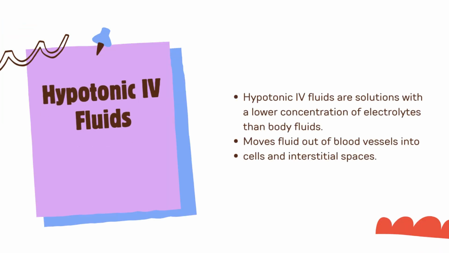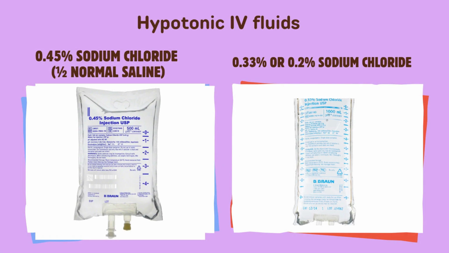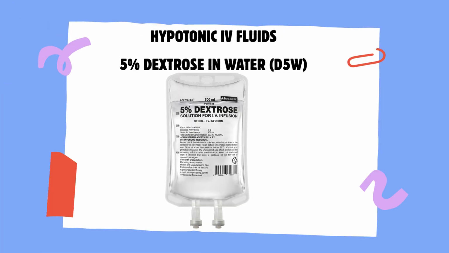Hypotonic IV fluids have a lower osmolarity than the blood plasma, meaning they have less solute and more water. When infused, they shift water into the cell, helping to rehydrate them. Examples of hypotonic IV fluids are 0.45% sodium chloride, half normal saline, 0.33% or 0.2% sodium chloride, and 2.5% dextrose in water. So 5% dextrose in water is an isotonic fluid, but when it goes into the body, it becomes a hypotonic IV fluid.